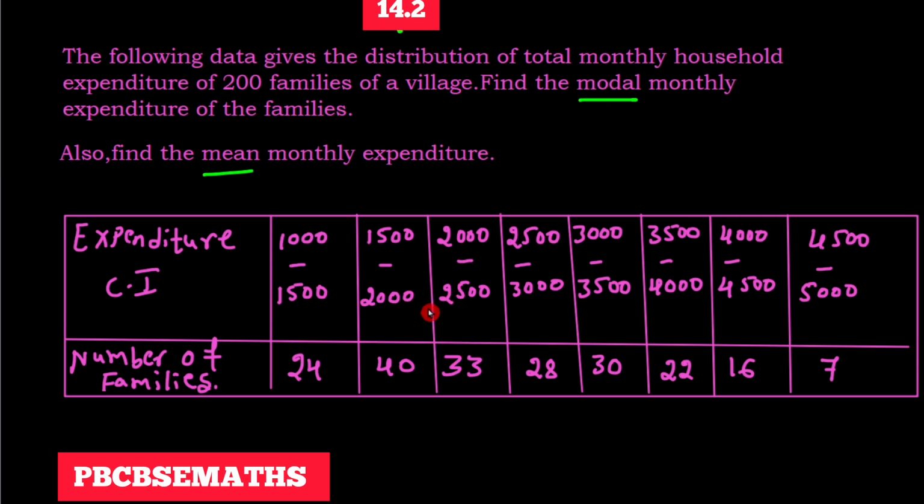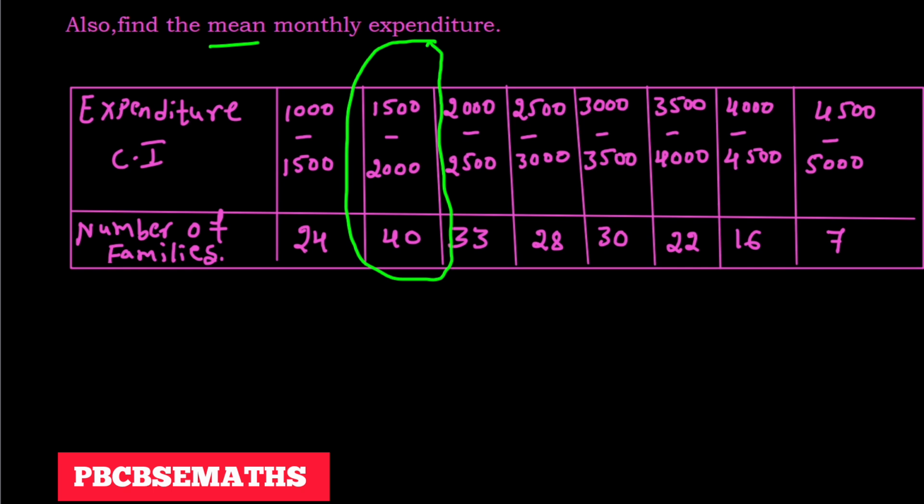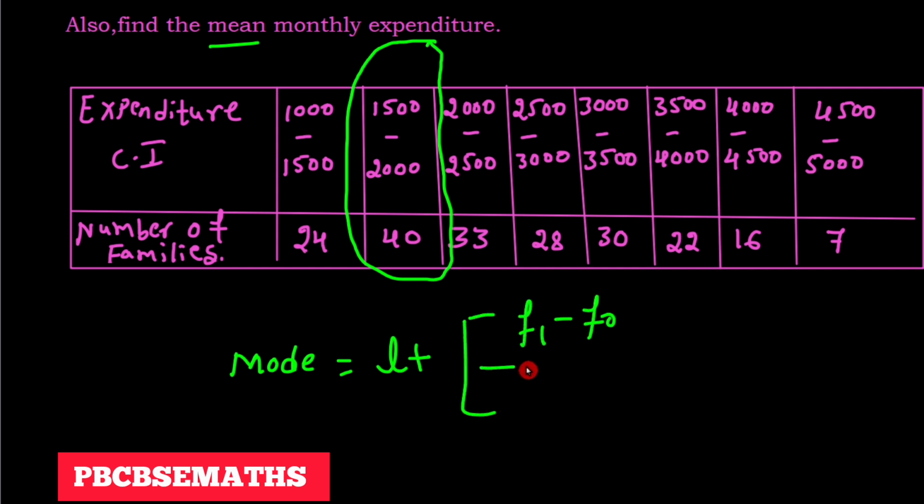So in this given class intervals, the highest number of frequency is of this 1500 to 2000. So this is going to be our modal class. So let's first write the formula. Mode is equal to L plus F1 minus F0 divided by 2 times F1 minus F0 minus F2, into the class size.